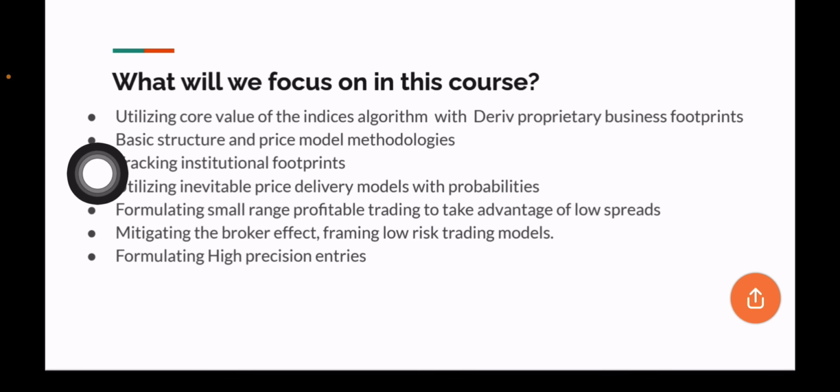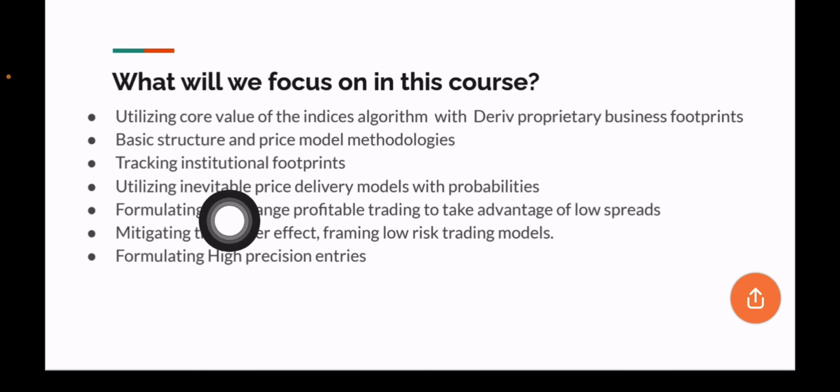The second part will focus on basic structure and price model methodologies that work in this market. Then tracking institutional footprints. Of course, this will be a bit easy for us to do because we are dealing with just one institution here. And then utilizing inevitable price delivery models with probability. So the things that are bound to happen in this market, how we will set probabilities for them and make the best out of them.